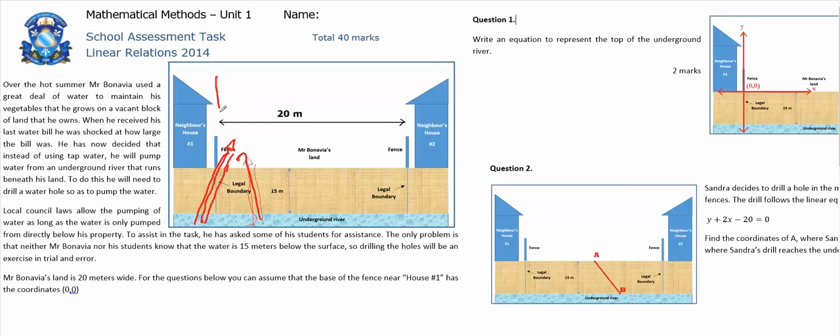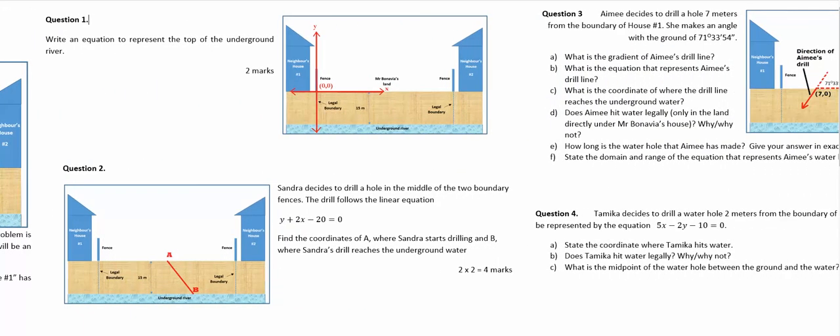Okay, so we're going to have an axis, and that axis is going to run like this, where this here is 0, 0. So if that's 0, 0, write an equation to represent the top of the underground river. Well, here is the top of the underground river. So what would be the equation of a line that is horizontal and runs all the way across there? Keeping in mind, if that's 0, 0 and it's 15 metres down, that's negative 15. I think you should be able to come up with an equation which is y equals something, a horizontal line running across at negative 15.